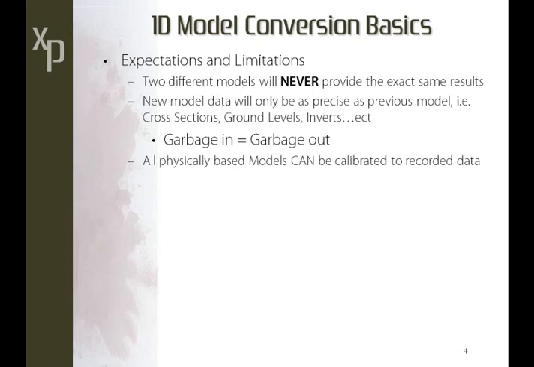So one more thing, the new model data will only be as precise as the previous base model data. So if you have a model which has inappropriate model cross-sections, inappropriate model data, this will be translated into the new model and will then be just as inappropriate. So as I said before, all physically based models can be calibrated to recorded data. And if gauge data is not available, things such as a rational calc flow can also be used to calibrate models.